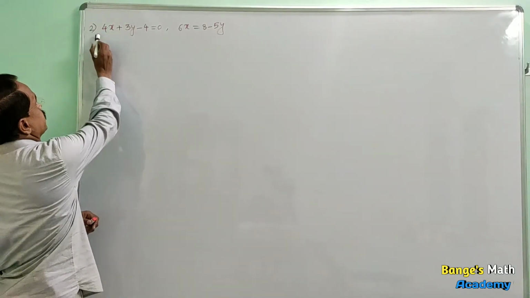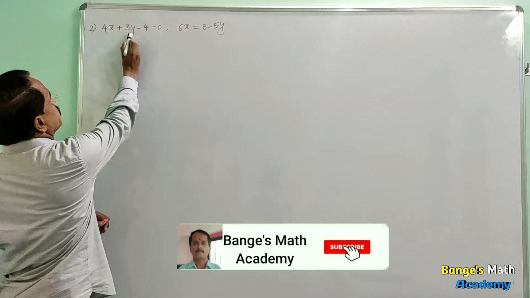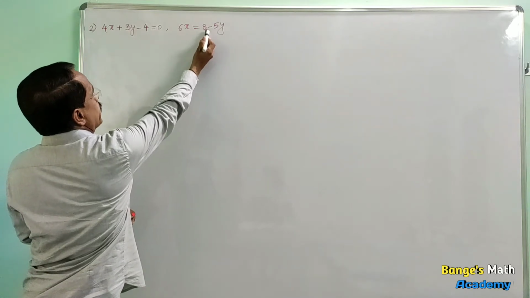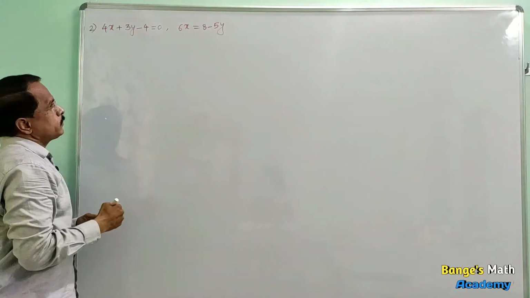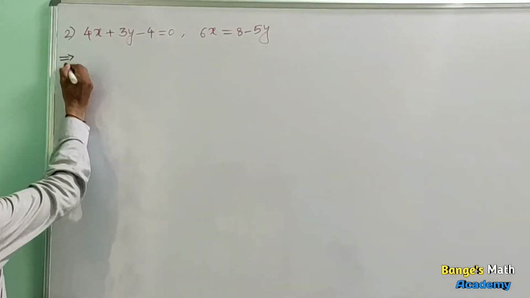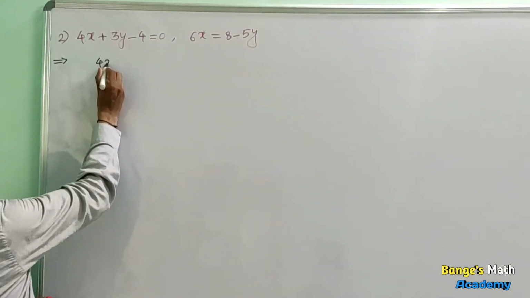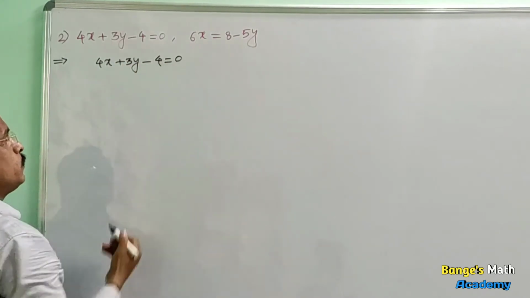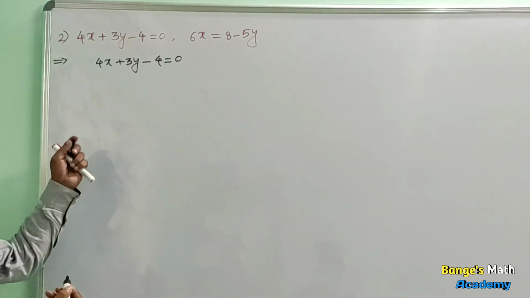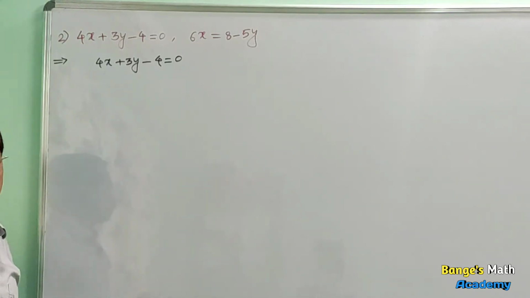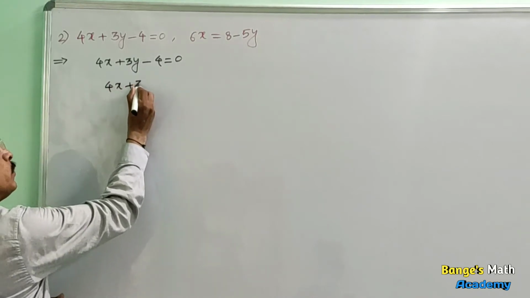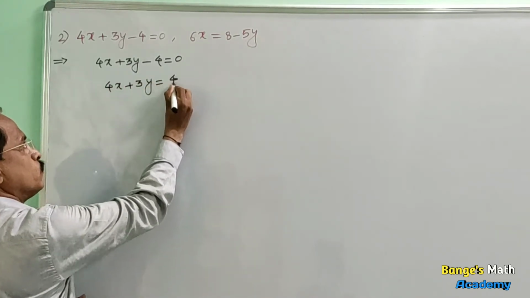See, second example, 4x plus 3y minus 4 is equal to 0 and 6x is equal to 8 minus 5y. First of all, write down the given equation as it is. 4x plus 3y minus 4 is equal to 0. So compare this equation with the general form ax plus by is equal to c. So transfer minus 4 to RHS. 4x plus 3y is equal to 4.